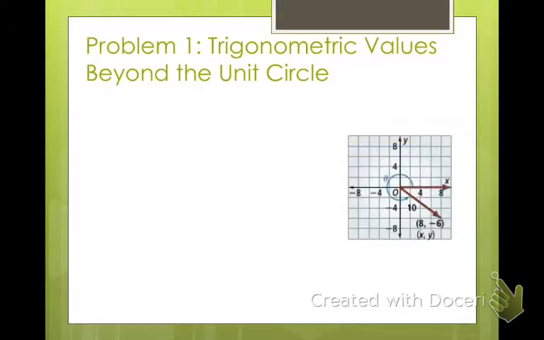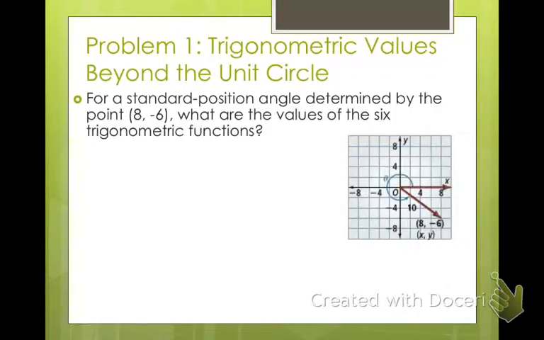So trigonometric values beyond the unit circle. For a center position angle determined by the point 8, -6, what are the values of the 6 trigonometric functions? So we're going to go ahead and find all 6: sine, cosine, tangent, secant, cotangent. Okay, so in order to find our hypotenuse, our y value, first we have to find the radius.